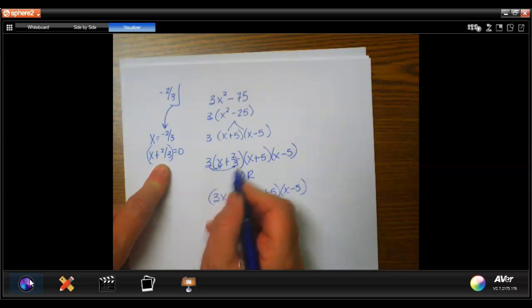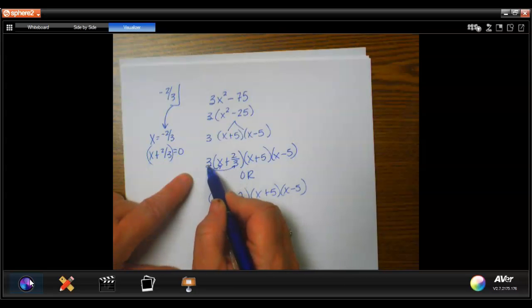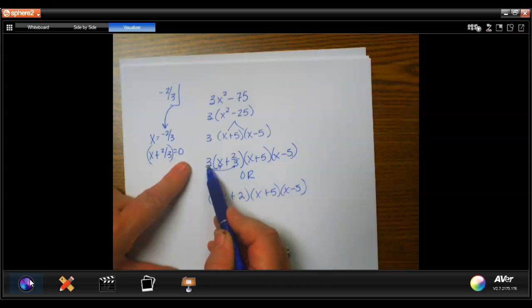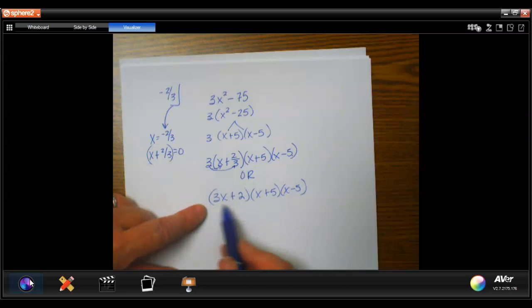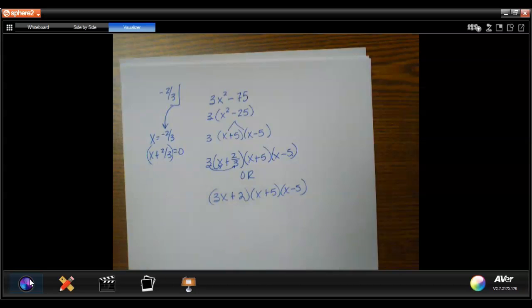But if we multiply that through to get rid of our denominator, we don't also have it out front. So it's either this one with the fraction and the coefficient, or I multiply the coefficient through one of the parentheses and I don't have it anymore. Okay, so that was one example. I'm going to do one more example.